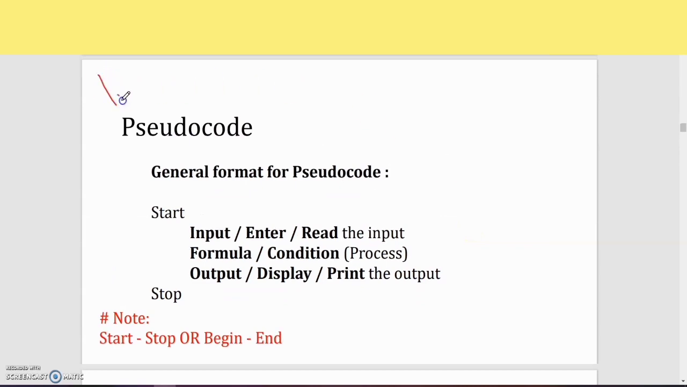This is the general format for pseudocode. You have to write start, then tab a bit. You can use a verb like input, re-enter, or read and write your input. Second statement, your process. You can write the formula or conditions. Third, you write the output. You can use a verb like output, display, or print. Then stop. You can use either start, stop, or begin, end.